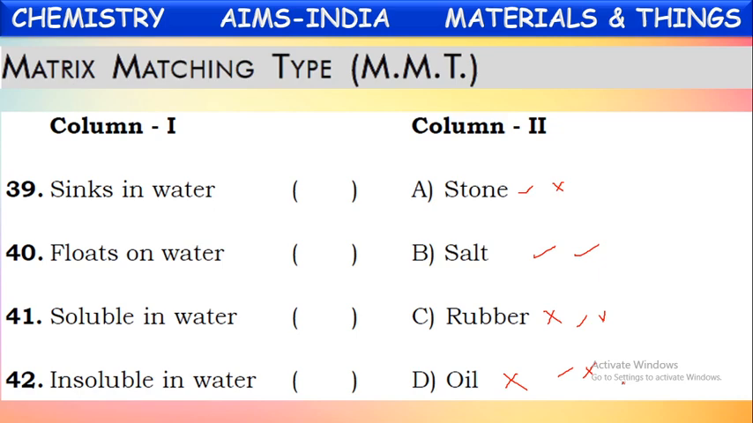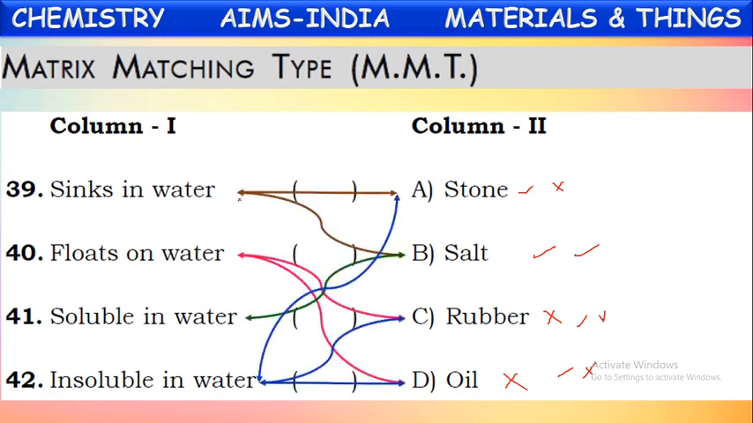Now, which will be the correct matching, you see here? Yes, it sinks in water: stone and salt. First these two will sink into water. Of course, salt will be dissolved later. But floats in water: rubber and oil will float on water. Soluble material among these, only salt. Insoluble material, these three will come: stone, rubber, oil are insoluble materials.